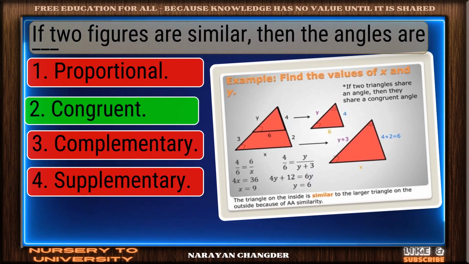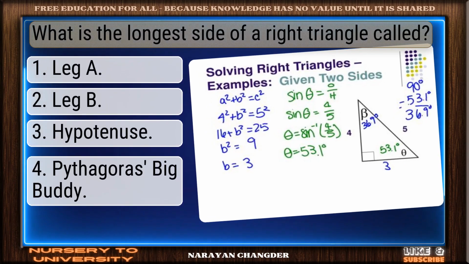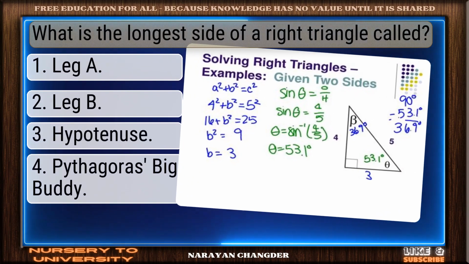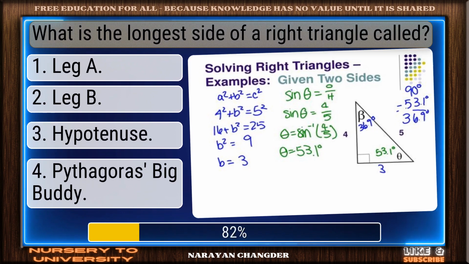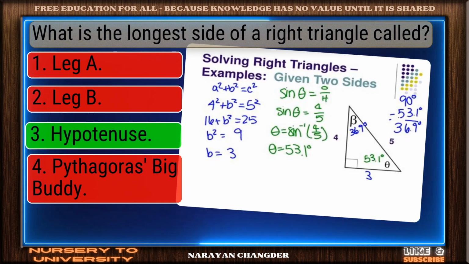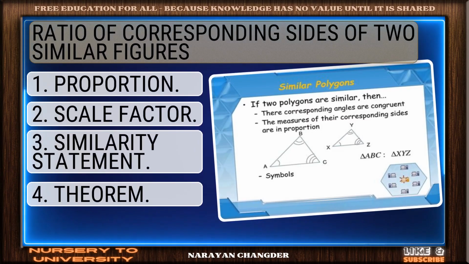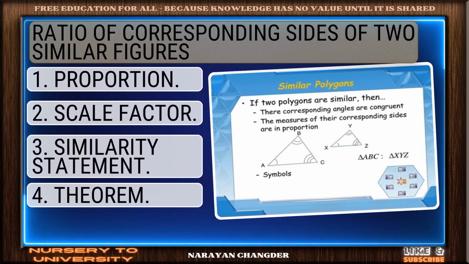Great job. Congruent is the accurate answer. Question number 108. What is the longest side of a right triangle called? Well picked. Hypotenuse is the correct answer. Question number 109. Ratio of corresponding sides of 2 similar figures.